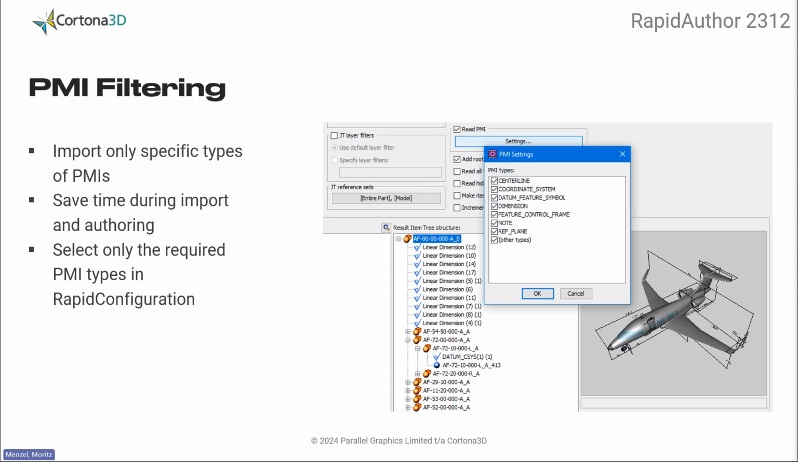Now you can exclude types of PMIs you're not interested in from import and save significant time during preparation and authoring. To enable this selective import of PMIs, you launch the tool Rapid Configuration, open your import profile, and just load a sample source file. On the structure page, you open the settings dialog, visible in that screenshot I pasted here, beneath the Read PMI checkbox. And here you will find all types of PMIs present in the loaded source file, and just select the types you need. That's it.